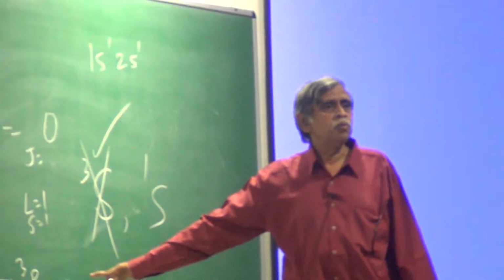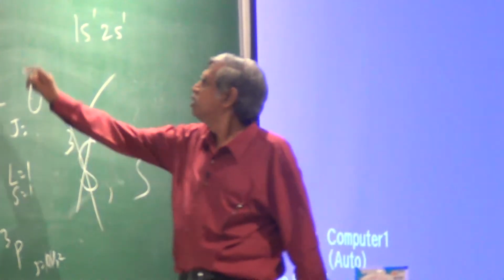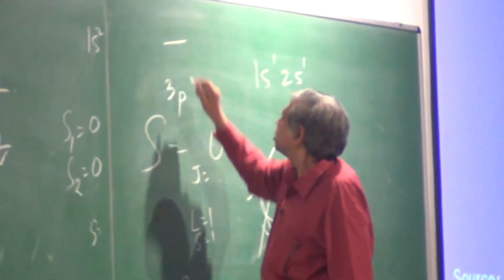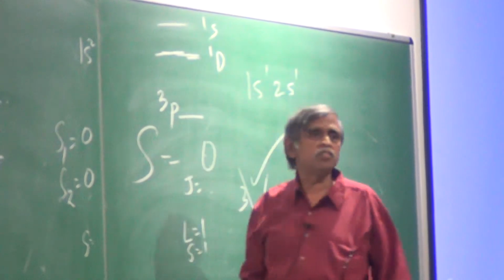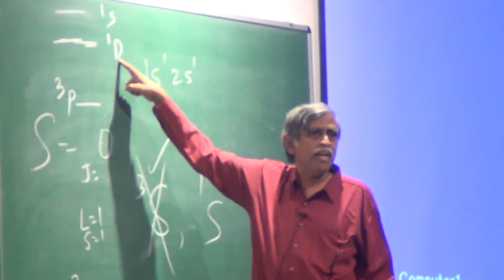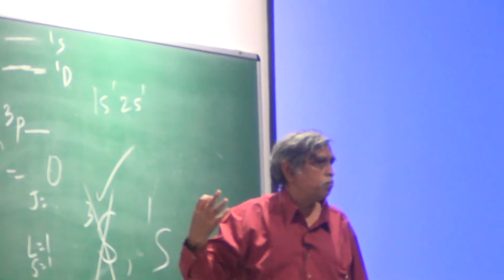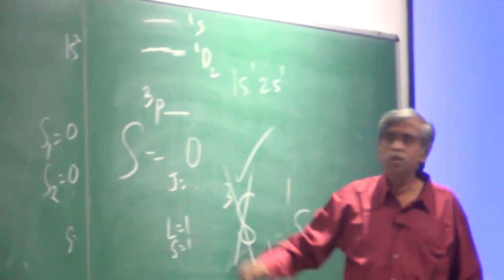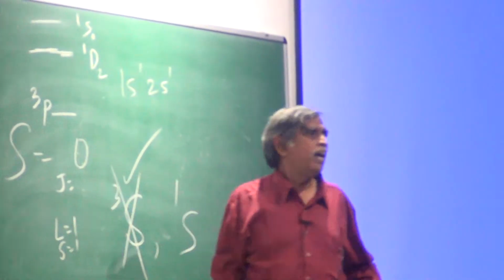So now if I ask you, what are the possible transitions that you will see in carbon between these states? Triplet P, singlet D, singlet S. And what will be the J value for singlet D? L equals 2, S equals 0. Therefore, the only possible value that you can get is singlet D2. What about this one? Singlet S? L is 0, S is 0. Really no orbital angular momentum or spin angular momentum to talk about.